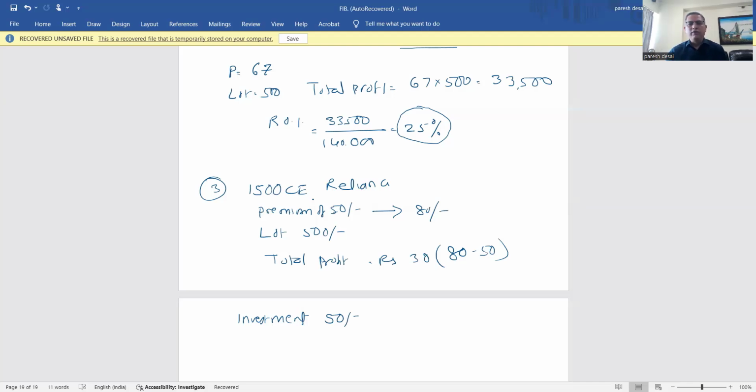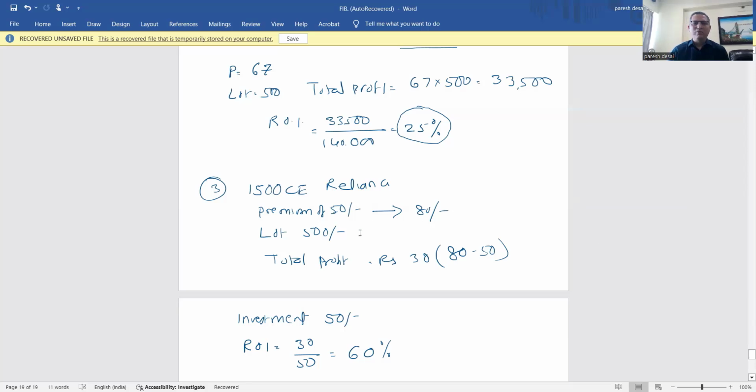And when you exited from the contract, you got back 80 rupees. You paid 50 rupees, and then you exited, you got back 80 rupees. So you made 30 rupees on a premium of 50 rupees. So ROI is 30 divided by 50. How much is that? That comes to 60%. Now can you understand the difference?